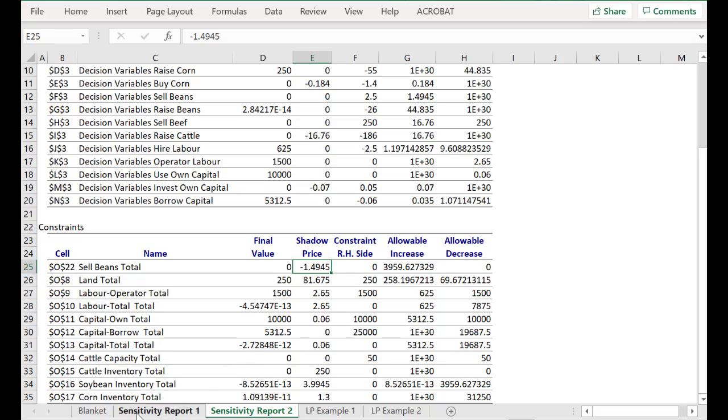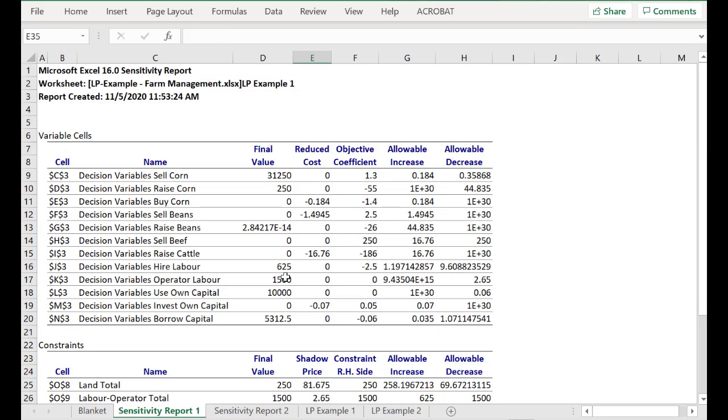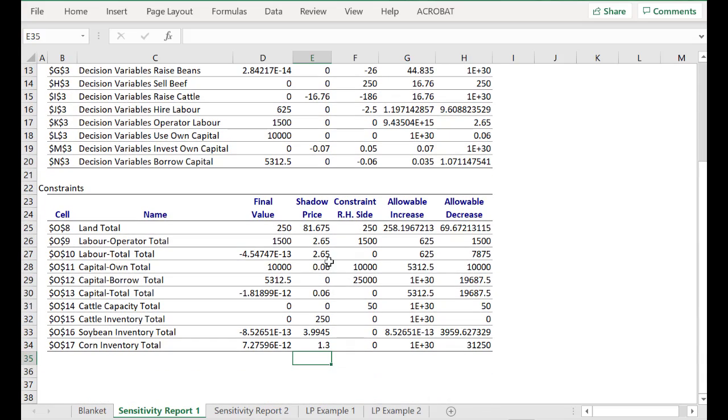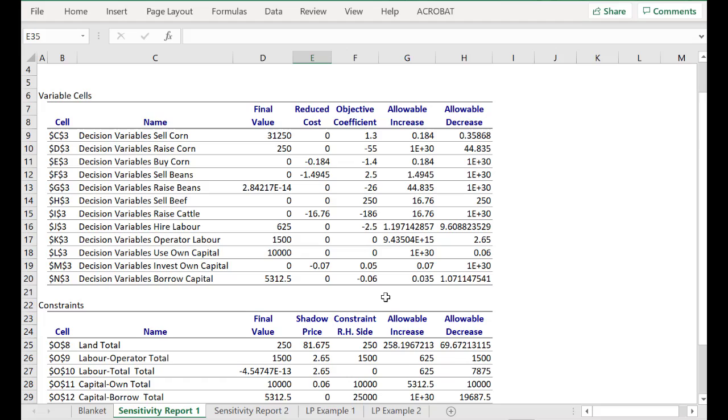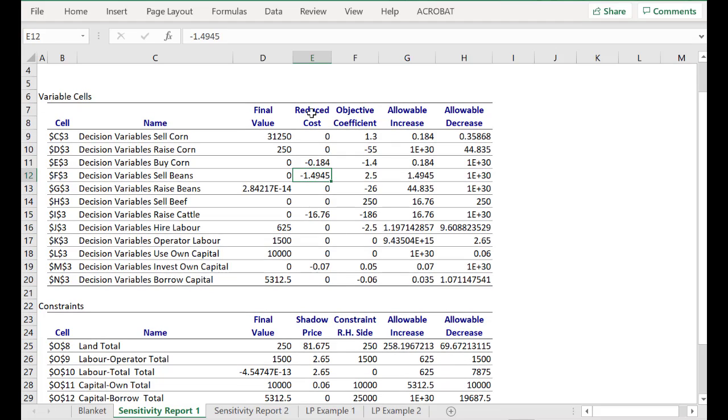If you go back to the original sensitivity report here, where you didn't explicitly write down the non-negative constraint, you will notice there's no cell bins constraint, so you cannot find the shadow price there. However, the reduced cost here is really the shadow price. So you can compare the values here.